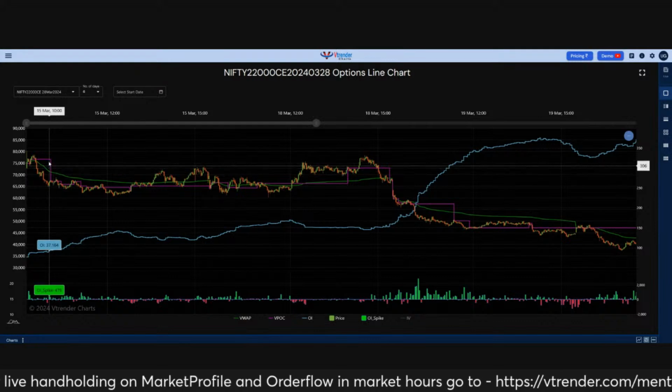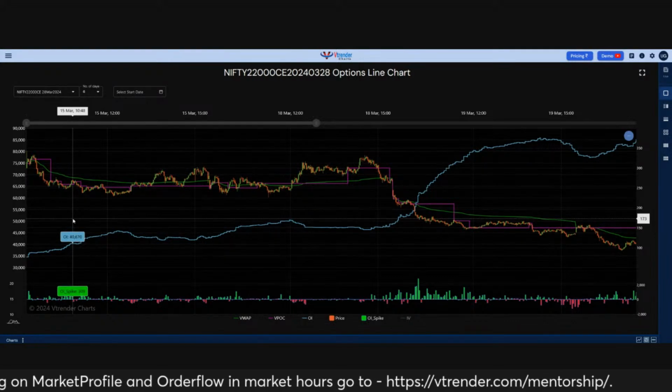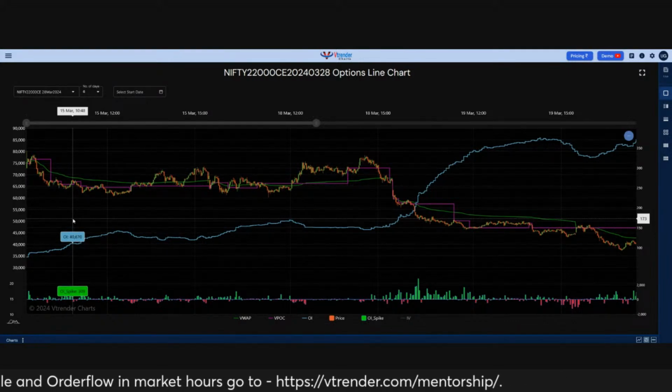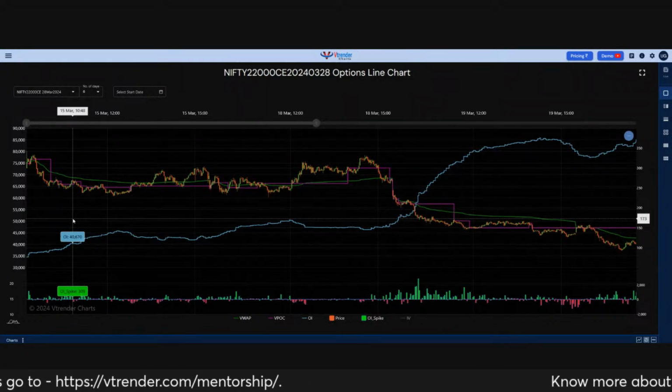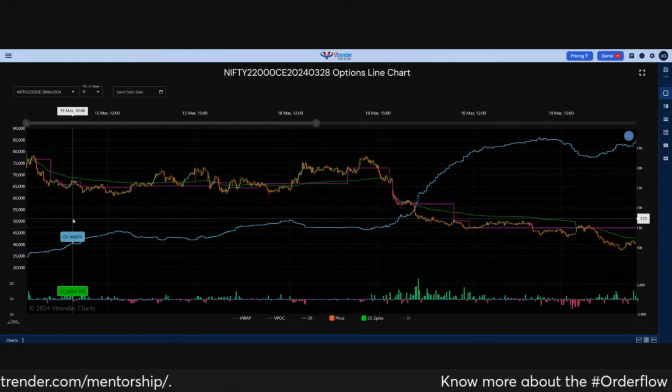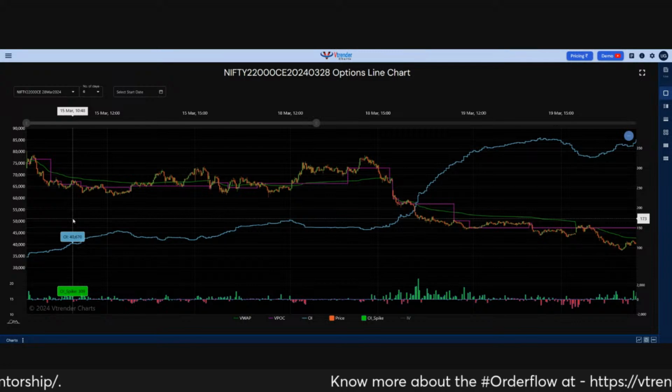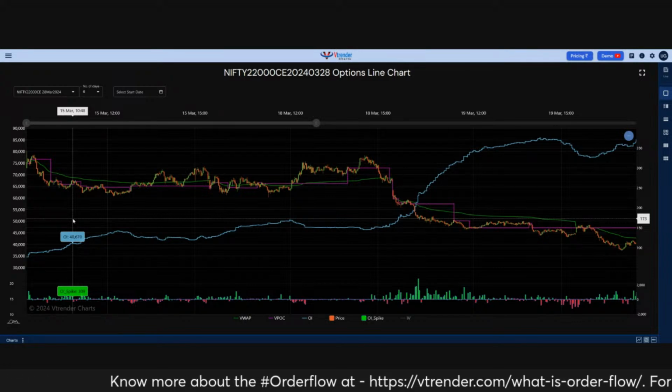So what is the POC? POC is the point of control. And why is it important? Point of control is the level where you have the highest volumes taking place. So that means that is a place where both the buyers and the sellers are in agreement. Which is why a lot of importance is given to the POC.